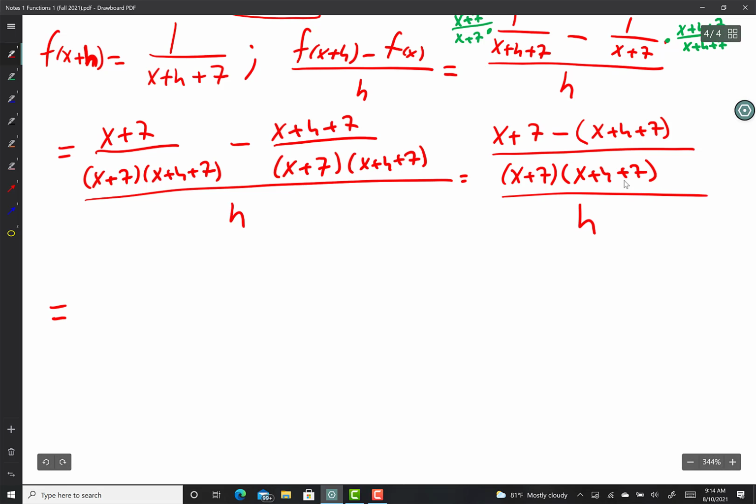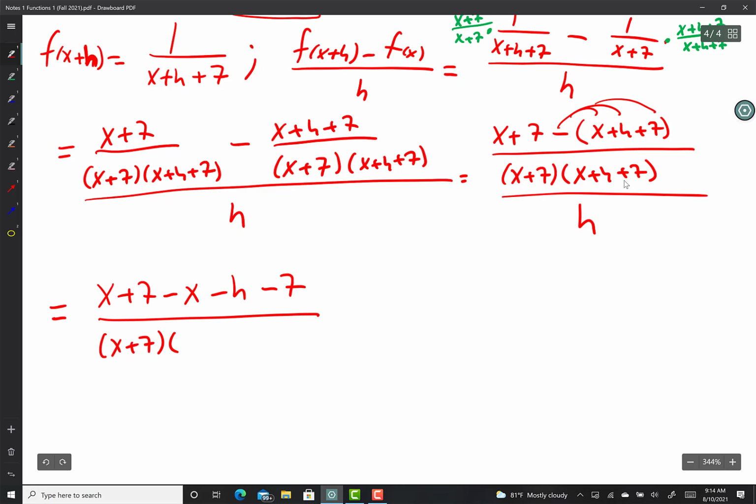Let's go ahead and distribute the negative. X plus 7 minus x minus h minus 7 over x plus 7, x plus h plus 7. And I want to move the h in the bottom there and put it right here, but I don't know if you guys are going to revolt. Are you guys offended? I'm offended.